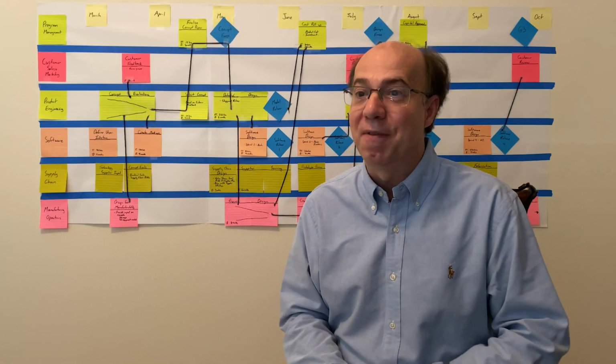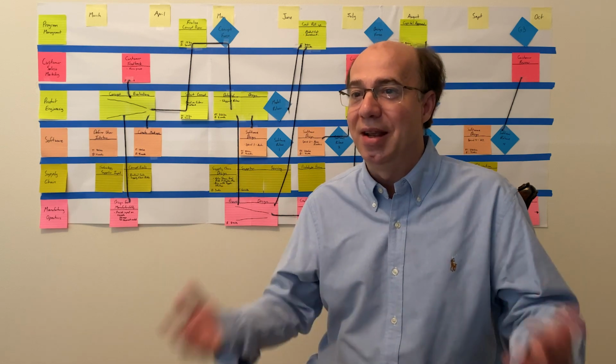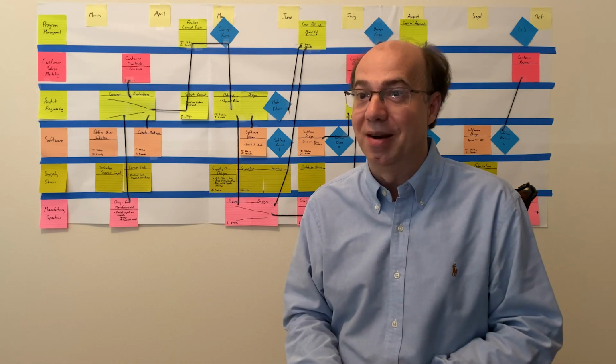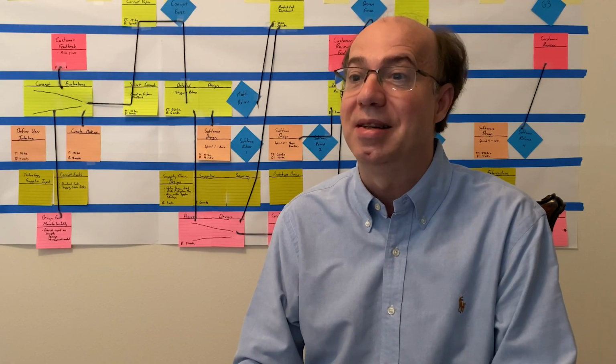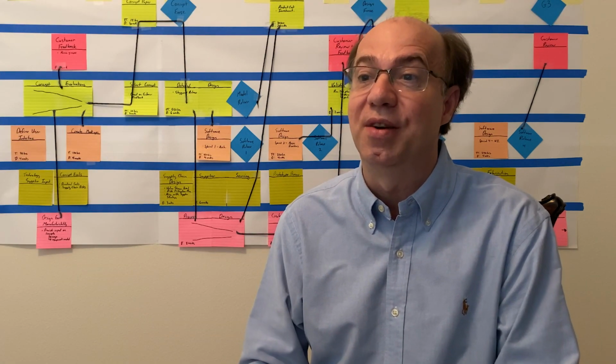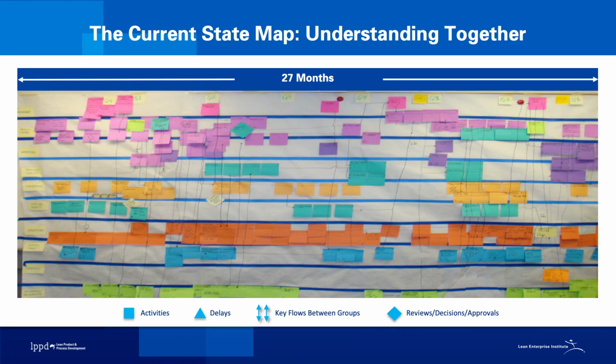In manufacturing, we use a stopwatch. In product development, we use a calendar in terms of measurements. So the time scale is dramatically different, and the number of actors are very different. We have process boxes, which are the squares. There are delay points as well, which are usually represented by triangles. And of course, we have connections between the different groups.